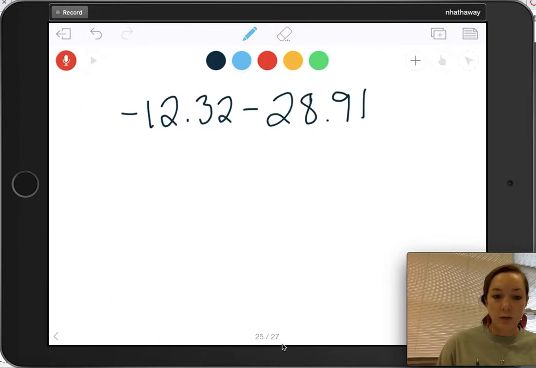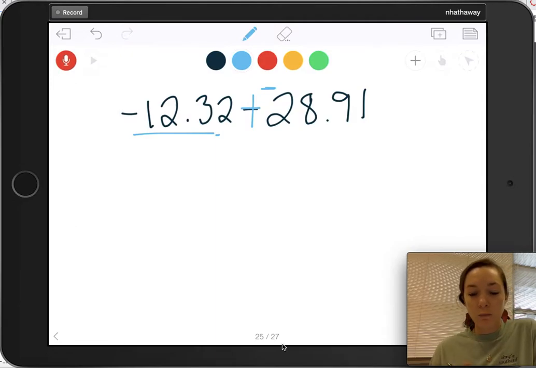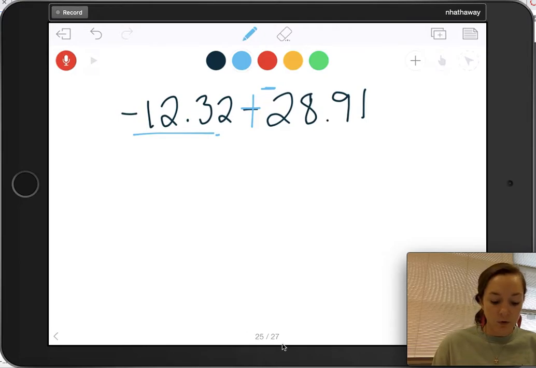Now we have a subtraction problem. Negative 12.32 minus 28.91. Again, subtraction. Add the opposite. So I'm going to keep the first number the same, add instead of subtract, and do the opposite of positive 28.91, which is negative 28.91. Now I have two negative numbers.